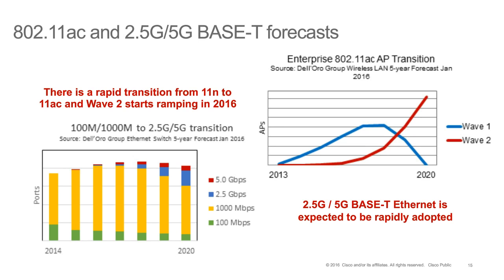Because as you can see, even today, we are still selling a significant portion of 100 megabit ports. So in summary, 11AC Wave 2 is ramping fast. The expectation is that 2.5 and 5G-based-T will be rapidly adopted.